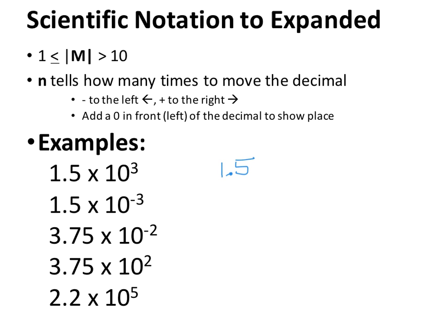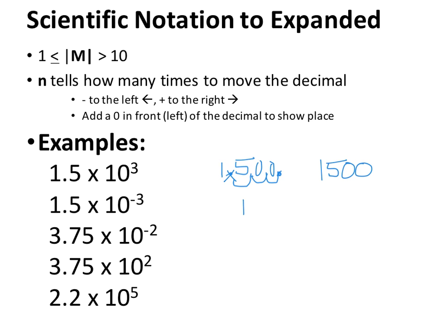So let's look at that. So we just got to move it 3 times. So that's 1, 2, 3. So we put our little thing there, and we just fill in all the blanks with zeros, and then we get rid of this thing here. So our final number is 1,500. Sorry. Look at the next one here.